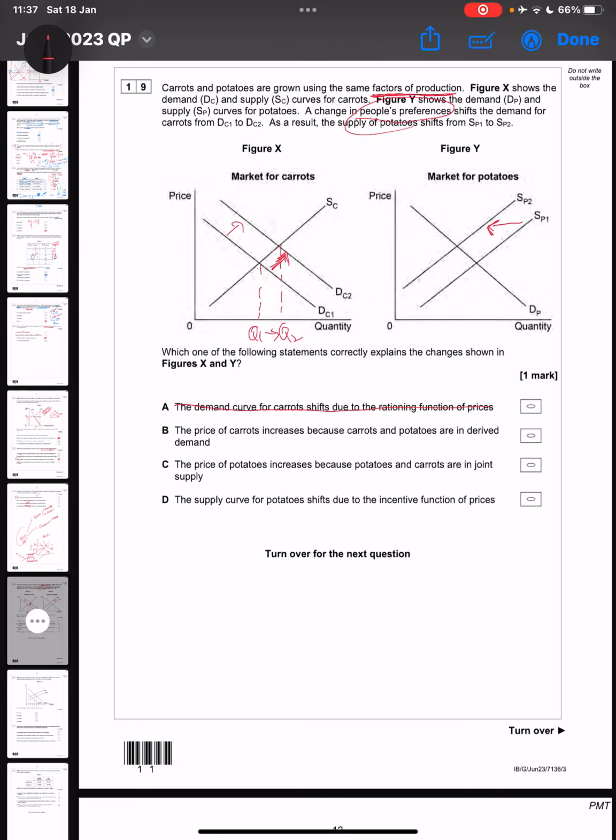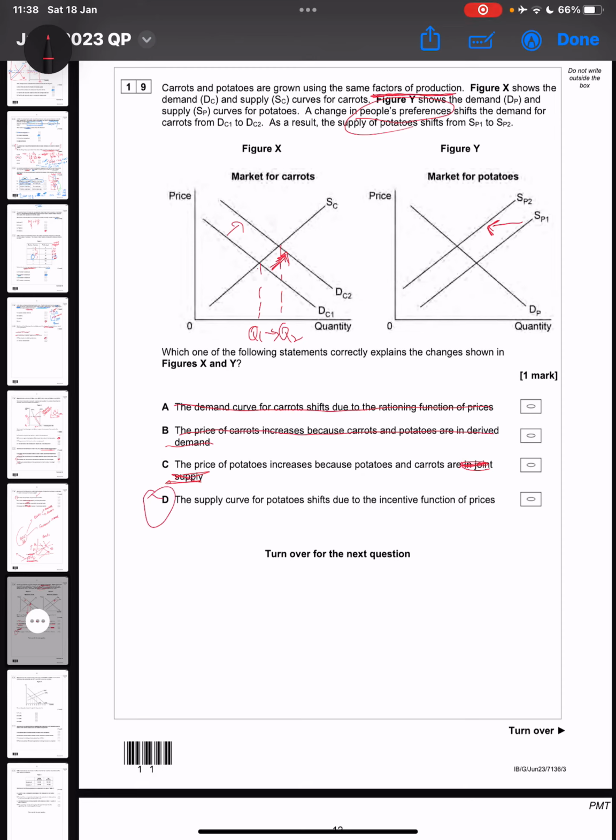The price of carrots increases because carrots and potatoes are in derived demand. That's not the type of demand that they have. Derived demand is like labor and housing. If you produce more housing, you need more labor. The price of potatoes increases because potatoes and carrots are in joint supply. No, joint supply means they have to be produced together. Something would be like beef and leather. If you want leather, you must have beef. If you want beef, you must have leather. Potatoes and carrots, they just share the same land, but they are competing to be produced. So actually, they are the opposite, basically, of joint supply.